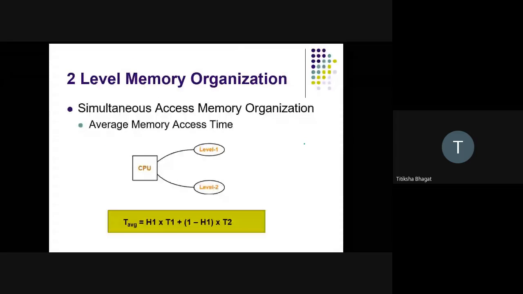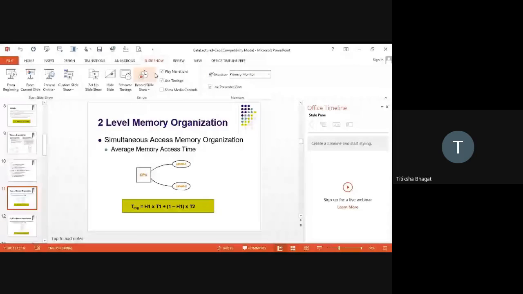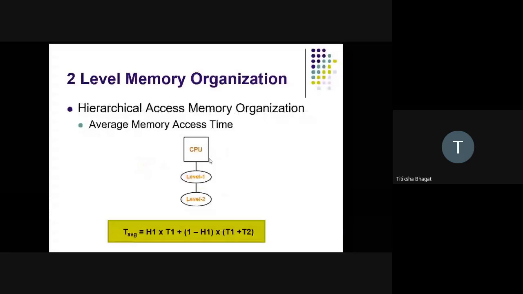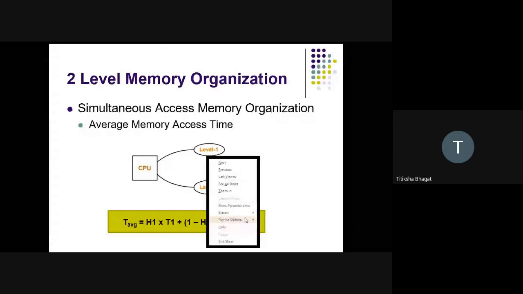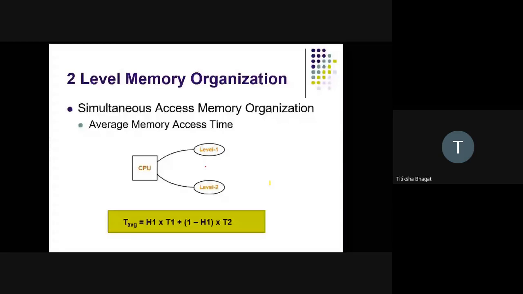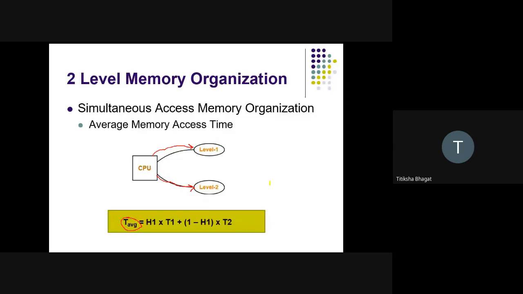Again, an important one. If I am going for the two level memory hierarchy, here I have level 1 and level 2. This two level memory hierarchy makes use of which type of organization? Simultaneous memory organization. That means if the CPU wants to search the data, it will search for the data in level 1 and level 2 at the same time. So the T average, that means the average time required to access the information.